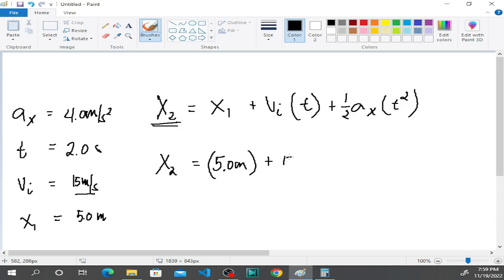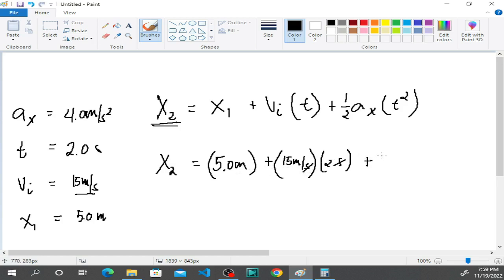Okay, and then we substitute the value of the initial velocity v sub i. So we're going to have 15 meters per second times the value of time, which is 2 seconds. All right, so you will see here that this one will cancel out. The unit will be meters plus meters, so you're arriving at a good answer.